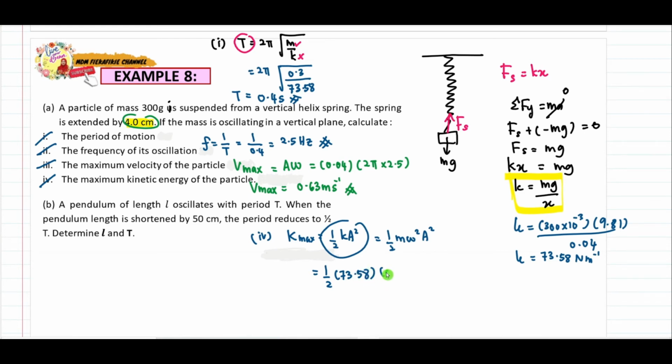And the amplitude must be in meter. Squared, don't forget. Therefore K maximum is equal to 0.059 joule. Don't get the unit wrong. Okay? Alright. So part B. Let's do it down here.